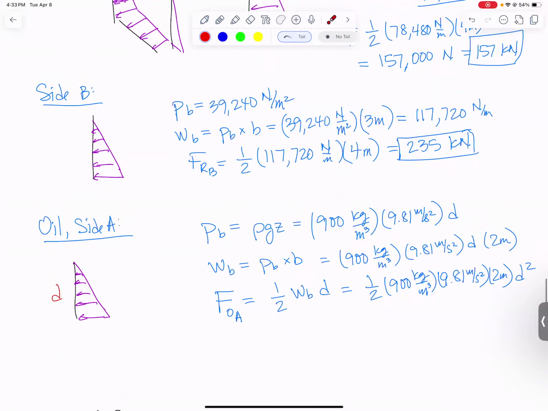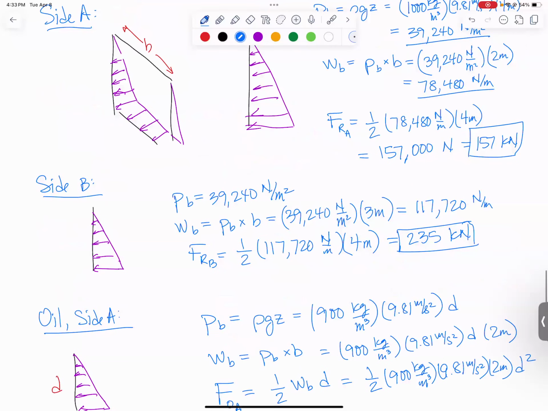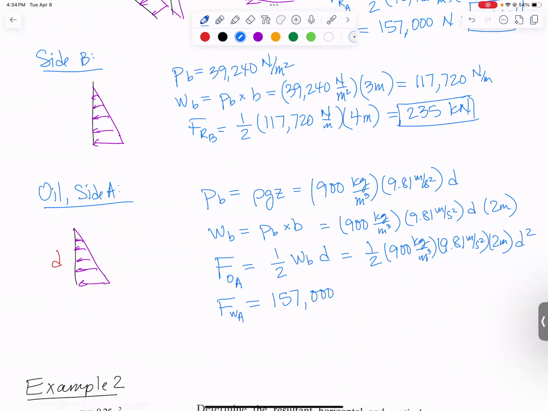And we know that that needs to be equal to the force from the water at A, which we found. What was the force at A from the water? 157,000 newtons is equal to that stuff. Solving for D, D comes out to be 4.22 meters. And it should make sense that D is a little bit bigger.